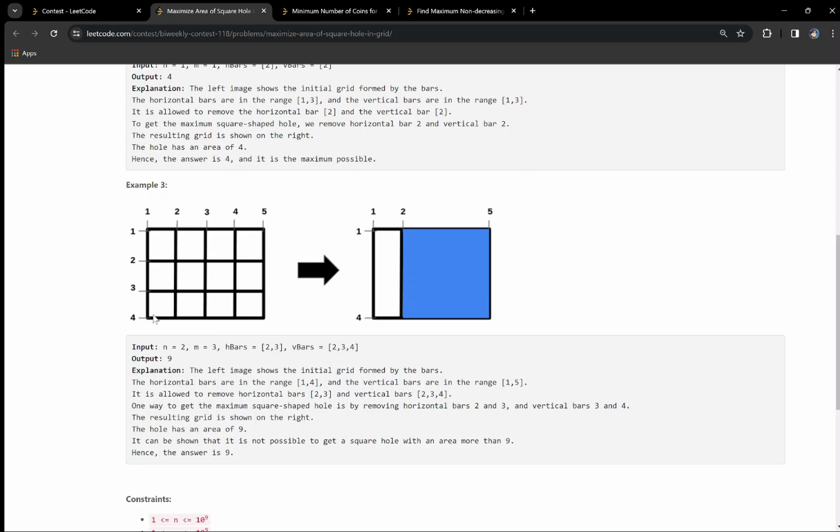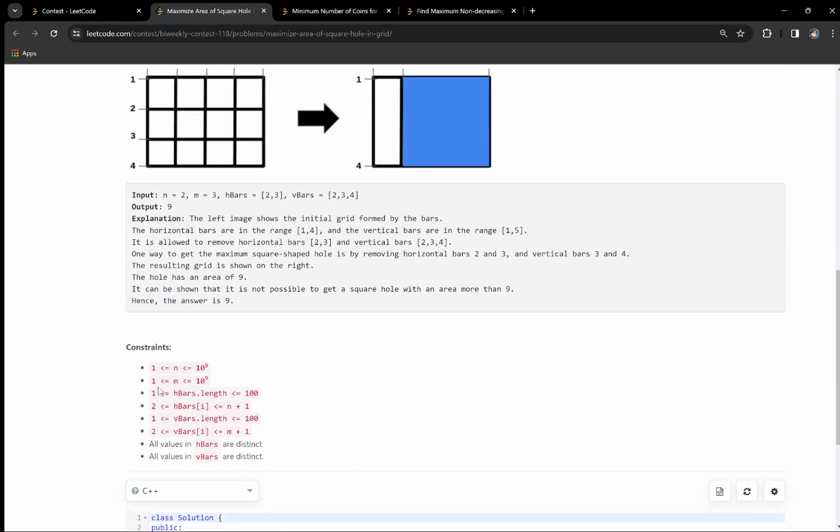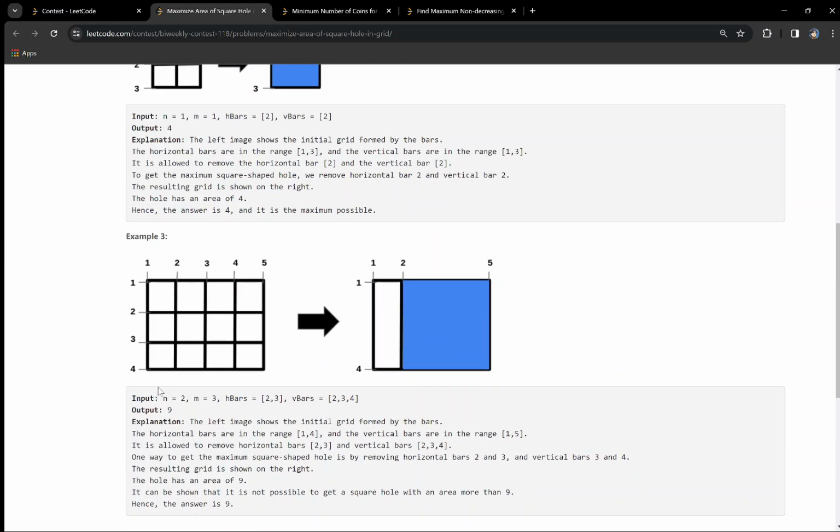Isn't it like we have removed this only, so the horizontal bars are in the range 1 to 4. It is allowed to remove 2 and 3. Vertical are in the range 1 to 5, vertical bars 2, 3 and 4. One way to get the maximum square is by removing horizontal bars 2, 3 and removing vertical bars 3, 4. Why can't we remove the vertical bar 2? Oh, we have to generate a square hole. Okay, that was the thing I didn't focus on.